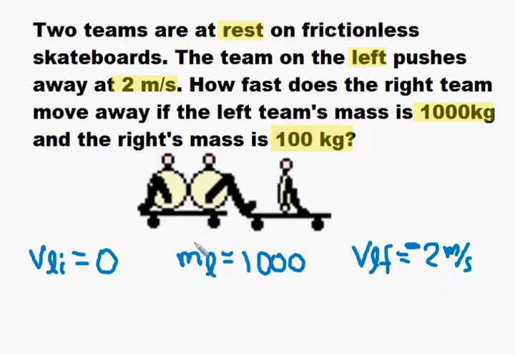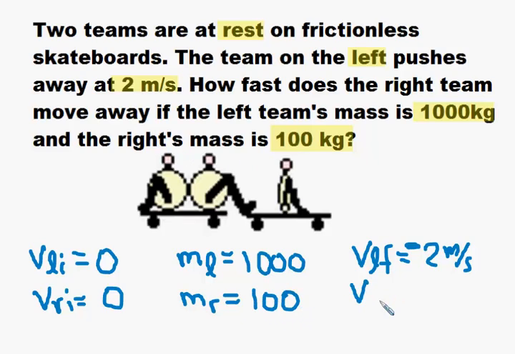All right, now we write the givens for the right team. The velocity of the right team initial, in the beginning before it pushes away. Again, they're both sitting there at rest, so they're not moving, so that's 0. And then the mass of the right team is 100 kilograms. And then the velocity of the right team final after they push away, that's how fast we're looking for. It's the unknown.